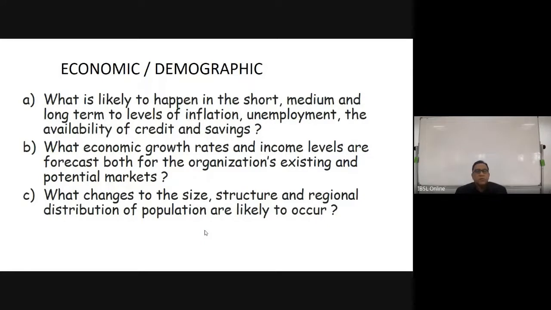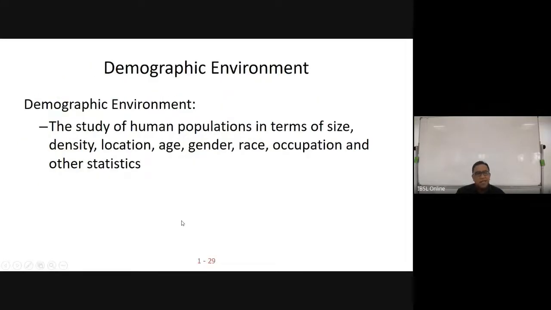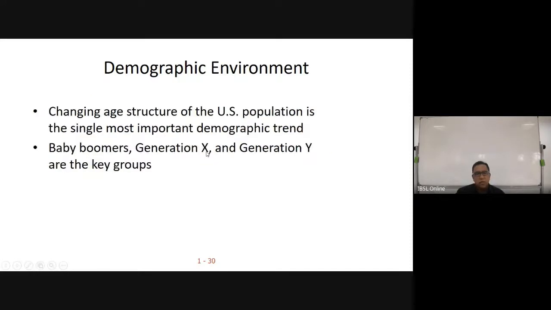Then comes economic and demographic factors. What is likely to happen in the short, medium, and long term to levels of inflation, unemployment, availability of credit and savings? What economic growth rates and income levels are forecast, both for the organization's existing and potential markets? What changes to the size, structure, and regional distribution of population are likely? I think you can understand this as you read. Demographic environment is the study of human population in terms of size, density, location, age, gender, race, occupation. So demography is about our customers, the population: the size, density, age, gender, and so on.